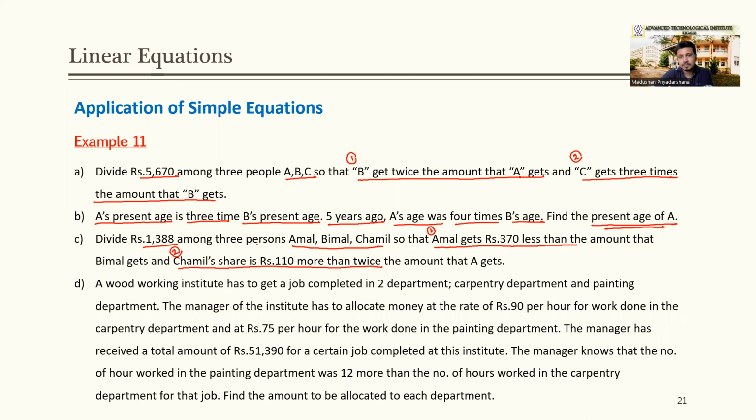Yes, 110 more than twice that amount. If A gets 100, twice that amount means 200, and we need to add 110 rupees additionally as well. So if A gets 100 rupees, Chamil should get how much? 310 rupees. Right.